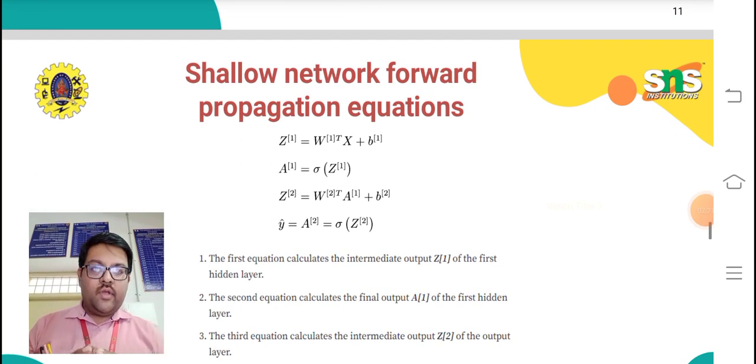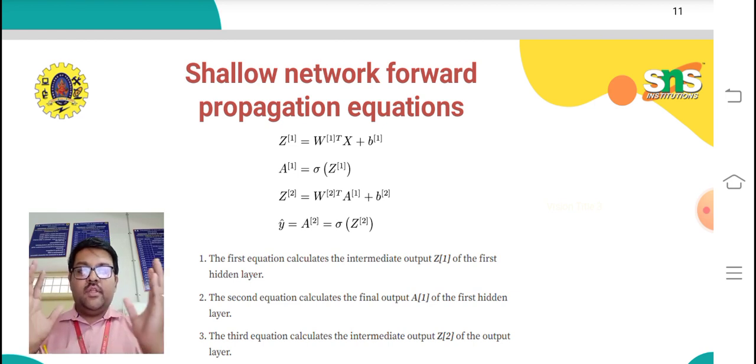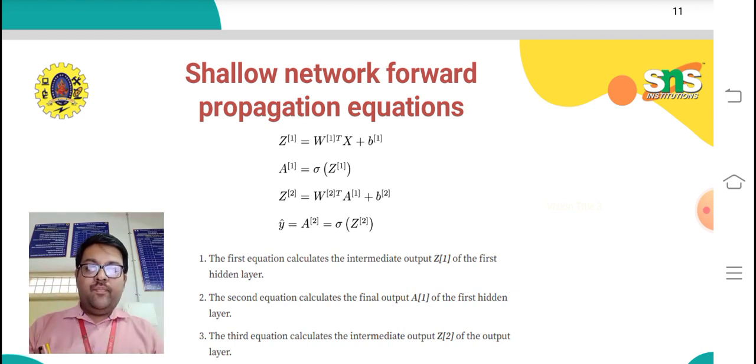Then, the shallow network forward propagation equations. In a network there is forward propagation and back propagation. Forward propagation means moving from the input layer to the output layer through the hidden layers, whereas back propagation is moving from the output layer to the input layer through the hidden layers. Now here we first take the forward propagation equations of this shallow network. As far as back propagation is concerned, we will see it in other topics in the future.